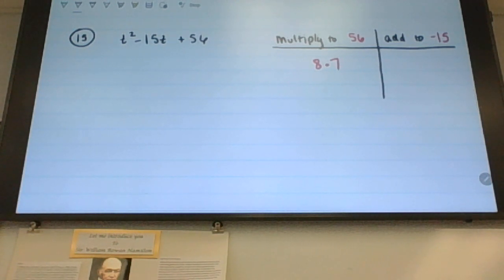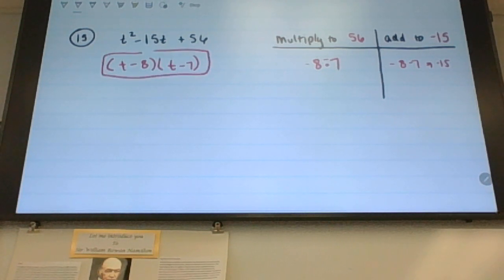Yeah. Do 8 and 7 combine to be 15? Because they're both negative. So, change them both negative. Because negative 8 times negative 7 is a positive 15. So here's our answer. T minus 8, T minus 7. Thumbs up if you got it all by yourself. Yeah, you guys are doing awesome.